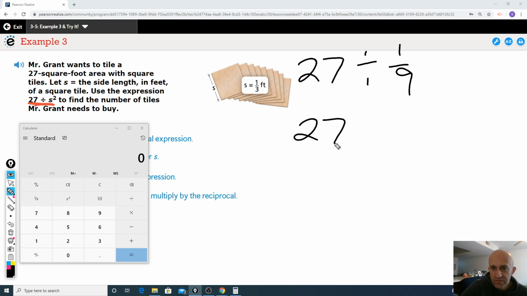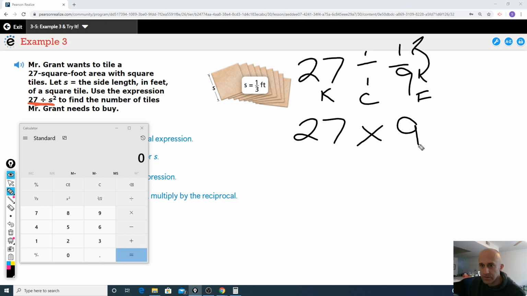If I take 27, obviously remember we keep, change, flip. 27 times, we flip 1/9. 1/9 now just becomes plain old 9. Okay? 27 times 9. 27 times 9 gives us 243.